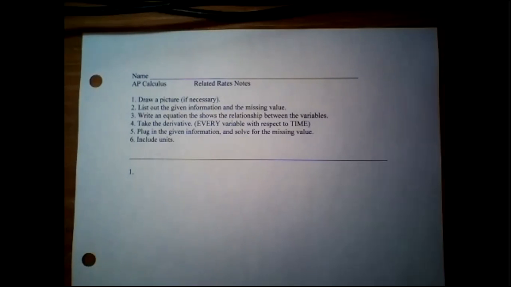All right, here we go. So related rates are word problems. People either love them or hate them. It's like a love-hate relationship. I kind of like them because it gives you an actual scenario to wrap your head around.